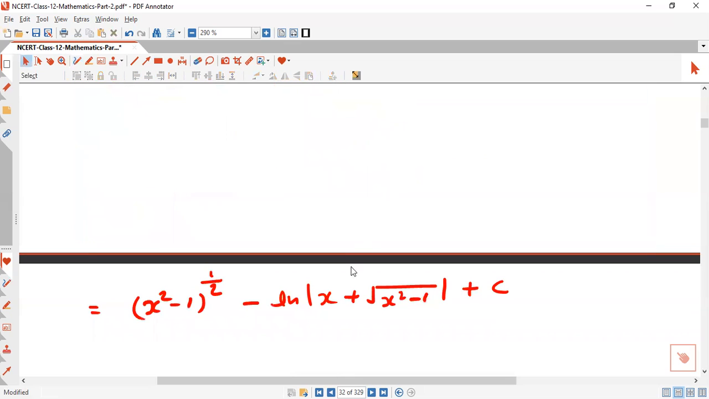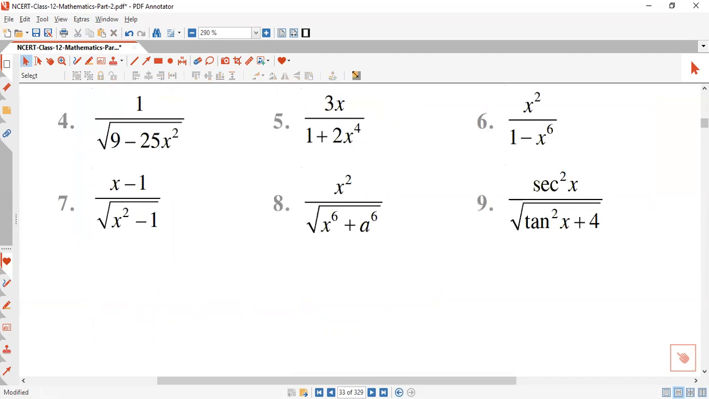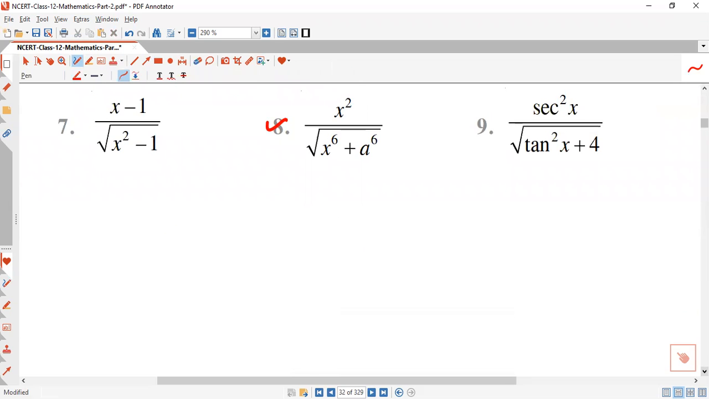So now we do the next question. Question number 8. So this question number 8 says what? You see x square is given in the numerator and x raised to 6 is given in the denominator, and a raised to 6 is given to you.